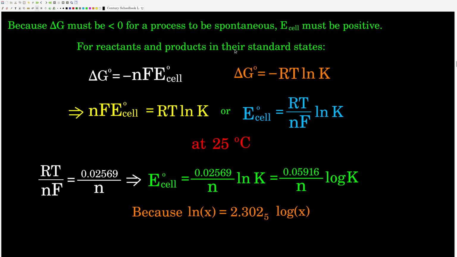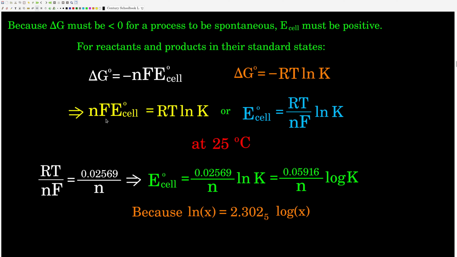So now if we put everything in there under standard conditions, we can say that delta G 0 equals negative nFE 0 cell. We also know, from when we talked about Gibbs free energy, that delta G 0 equals negative RT ln K. So both of these are equal to delta G 0, so let's set them equal to each other. First, the negative sign cancels, so we have nFE 0 cell equals RT ln K.